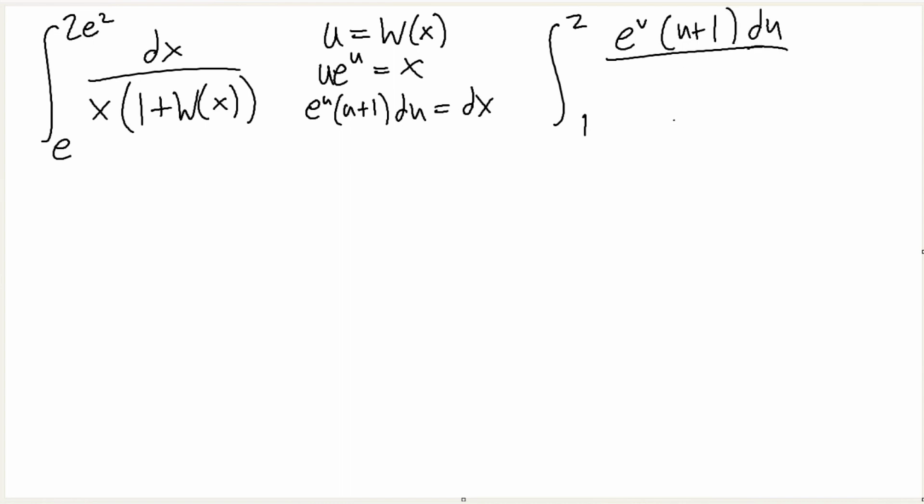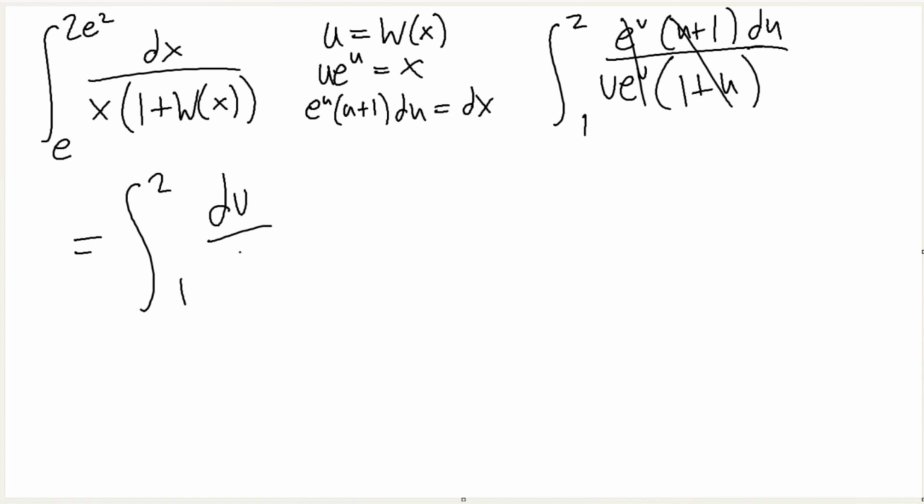Okay, and then for x it's u e to the u, and then we have 1 plus u, because of this dx. Whoa, look at this. This cancels out and this cancels out. Holy mackerel. This is a nice integral. Look at this. From 1 to 2, it's just du over u. That's all it is. So there was no need to be scared, right?